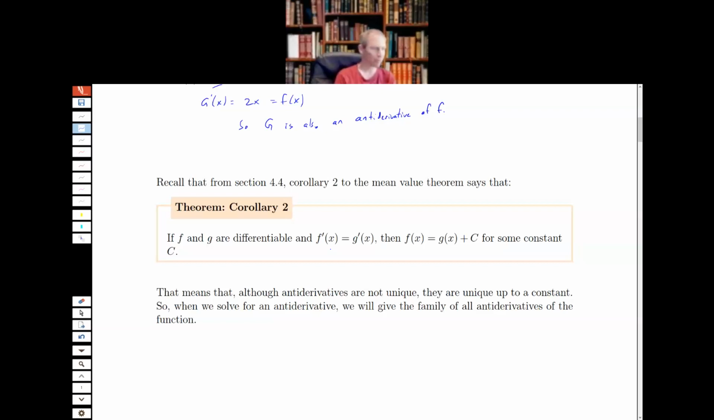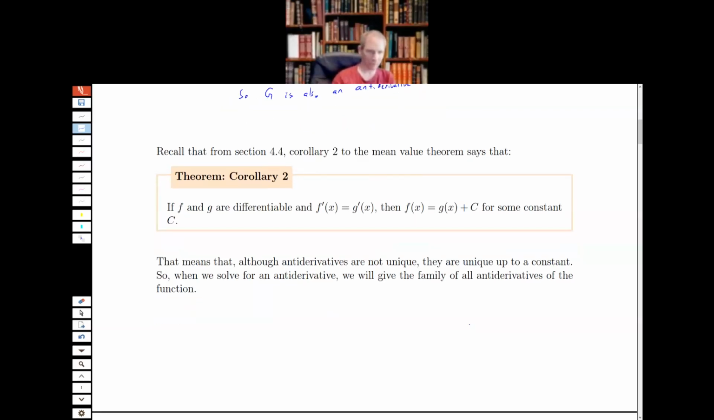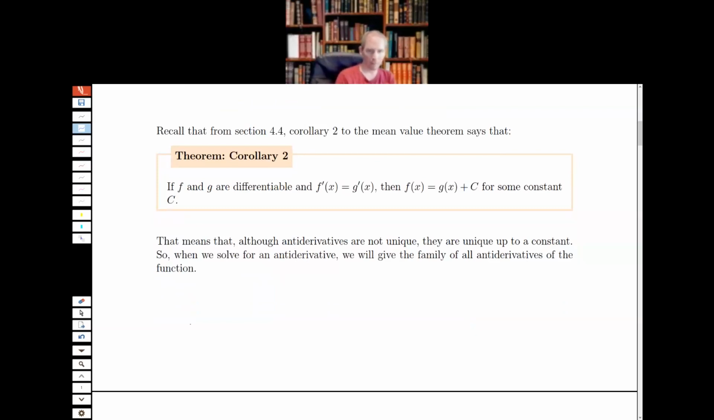So when we solve for an antiderivative, right, in math, when we solve stuff, we want to find all the solutions. So what we want to do is give all of the solutions. And we can do that by giving the family of all the antiderivatives. Okay, so if little f of x is 2x, then the family of all antiderivatives is x squared plus C, where every different number for C gives me a new function, and that family of functions is all of the antiderivatives of 2x.